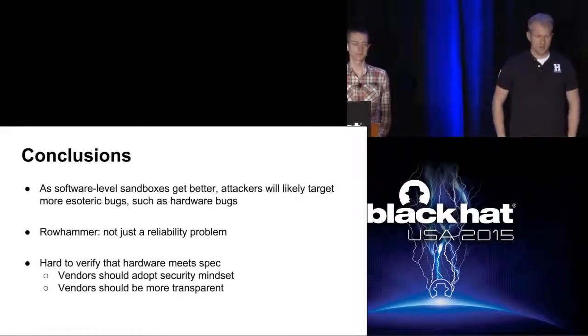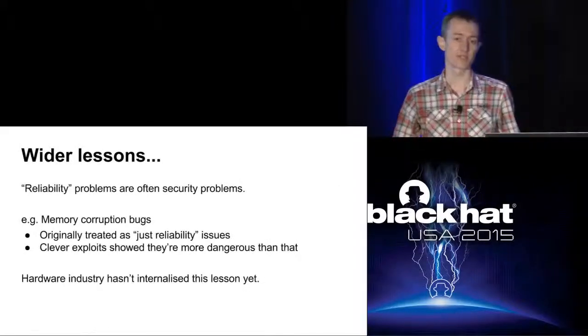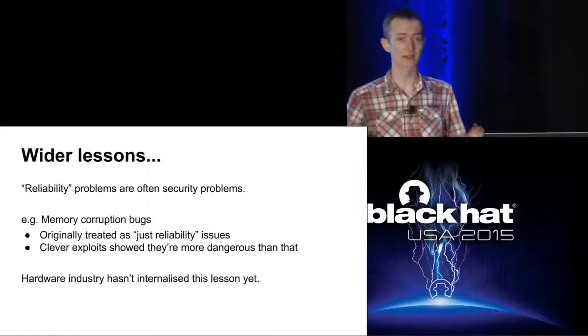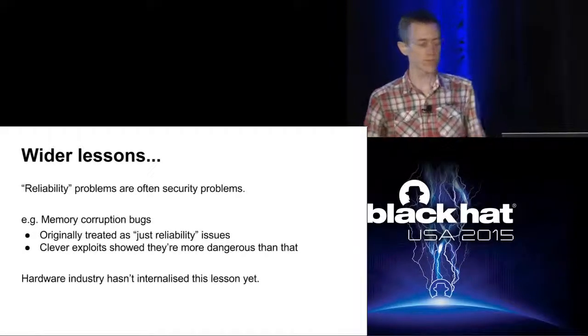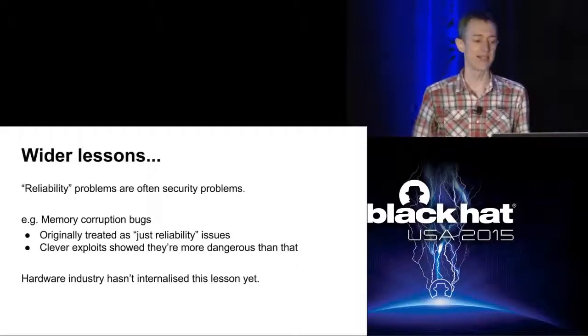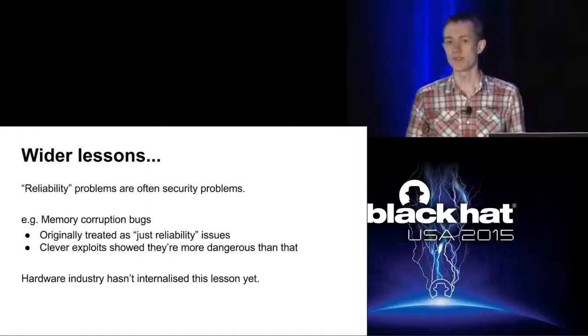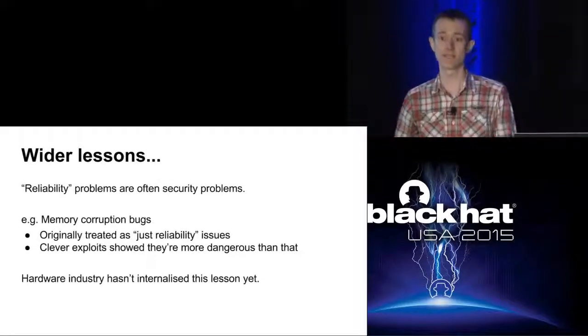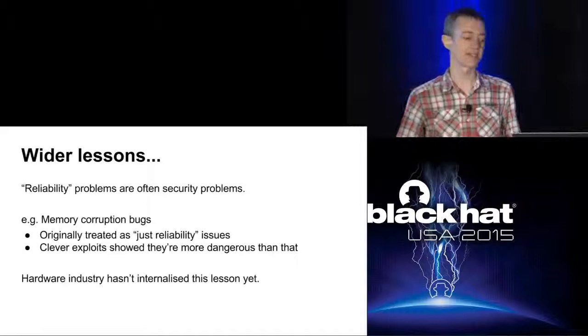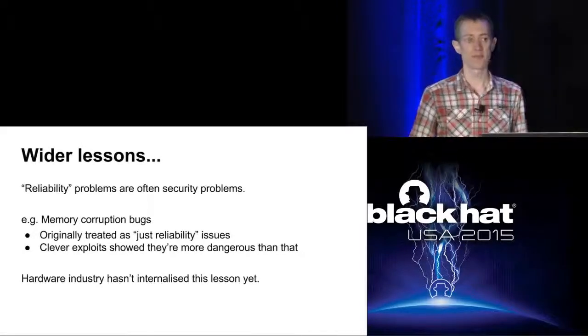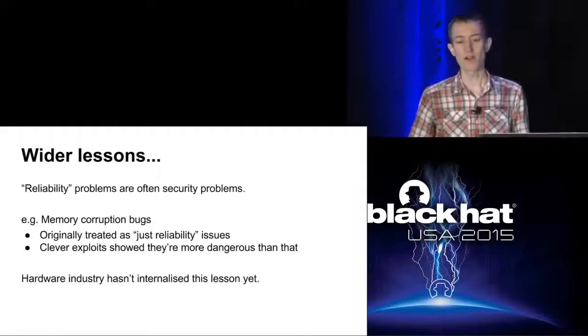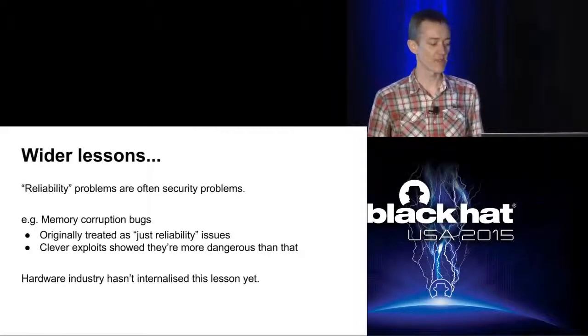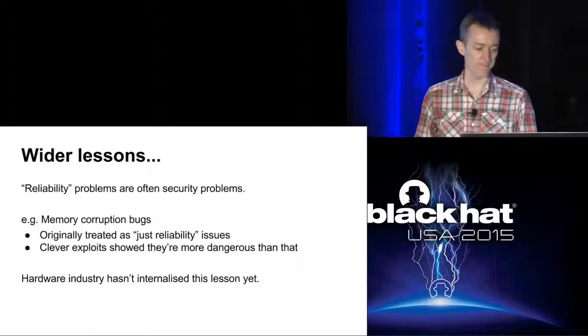Thanks a lot. Reliability and security. In the past, for example, memory corruption bugs and crashes were often treated as being just reliability issues. But people started coming up with increasingly clever ways to exploit those bugs. So the software industry has gradually been realizing that these bugs aren't just reliability issues, they're more dangerous than that. The software industry has been learning this lesson, but I think a lot of the hardware industry hasn't caught up yet, based on how they responded to the Rowhammer bug.